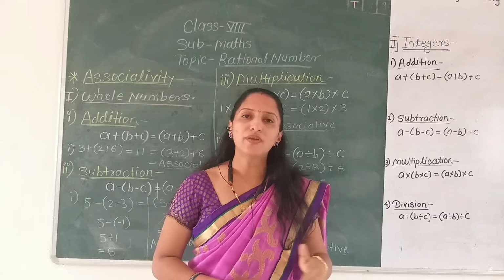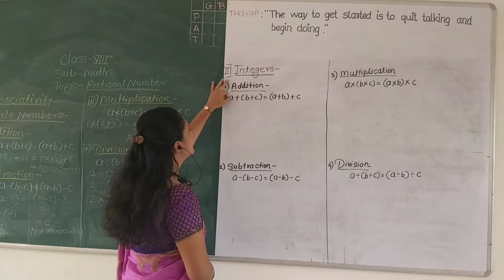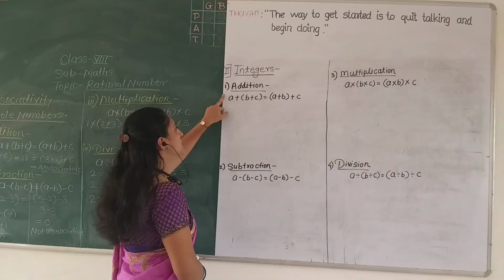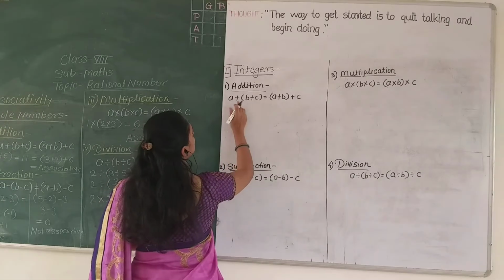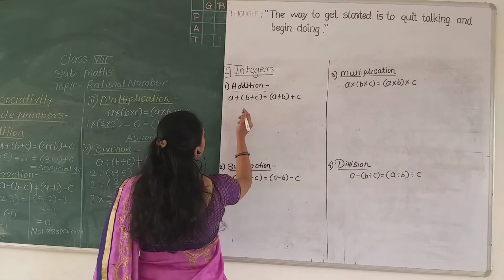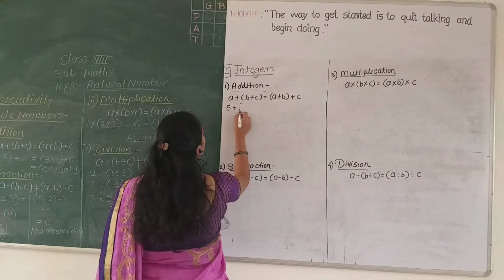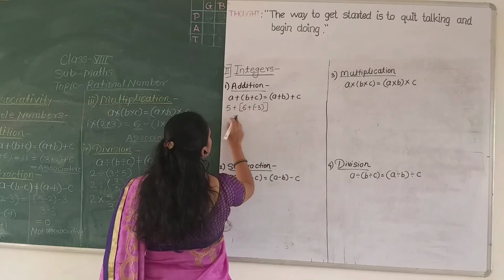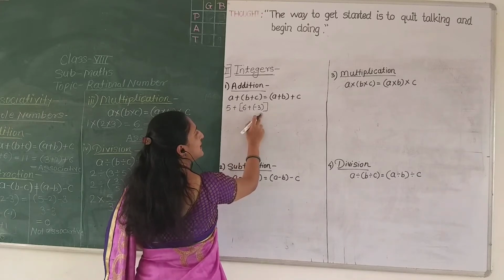the associativity of the four mathematical operations for integers. Now for integers, the first operation is addition. Let us check the associativity of addition for integers. Okay, so here I take any three integer numbers. Look at the board here. 5 plus 6 plus negative 3. These three numbers, 5, 6 and negative 3, are integers.